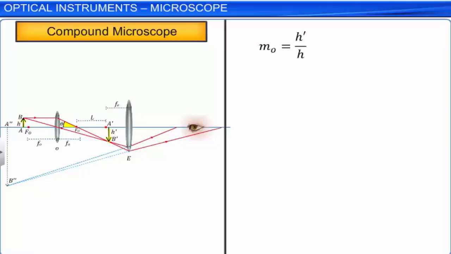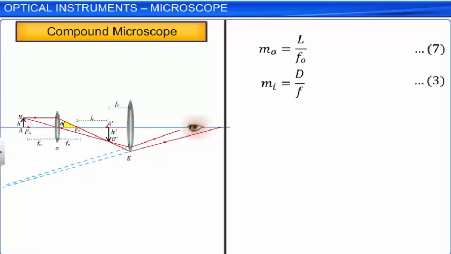If the eyepiece is adjusted in such a way that the image A'B' is formed between the first focus F_E and the optic center of the eyepiece, and it is very close to F_E, then the final image is formed at the far point. Then we say that the compound microscope is set in normal adjustment.